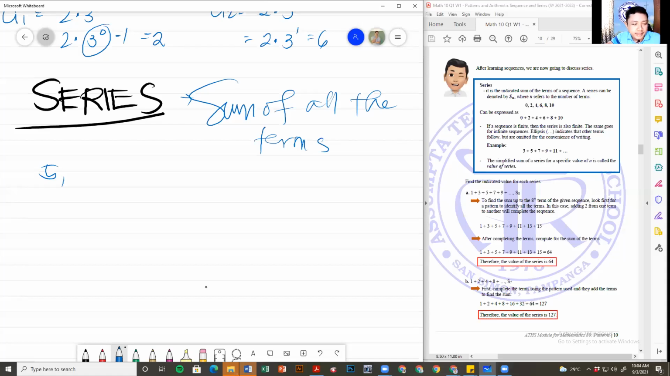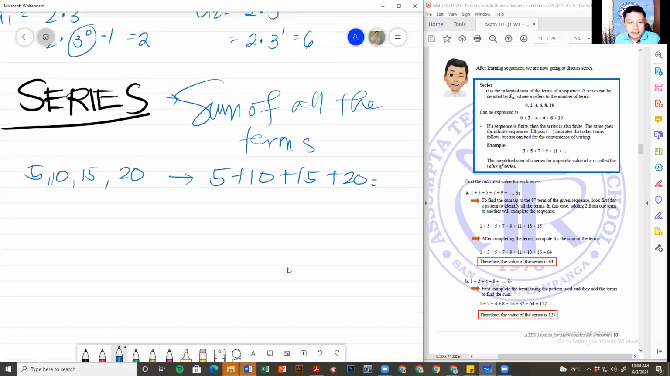5, 10, 15, 20. If this is your sequence, the series becomes 5 plus 10 plus 15 plus 20. And what's the answer? Sige nga, what's the answer? 5 plus 10 plus 15 plus 20. What's the answer? Type it in the chat box, please. Good. That's 50.